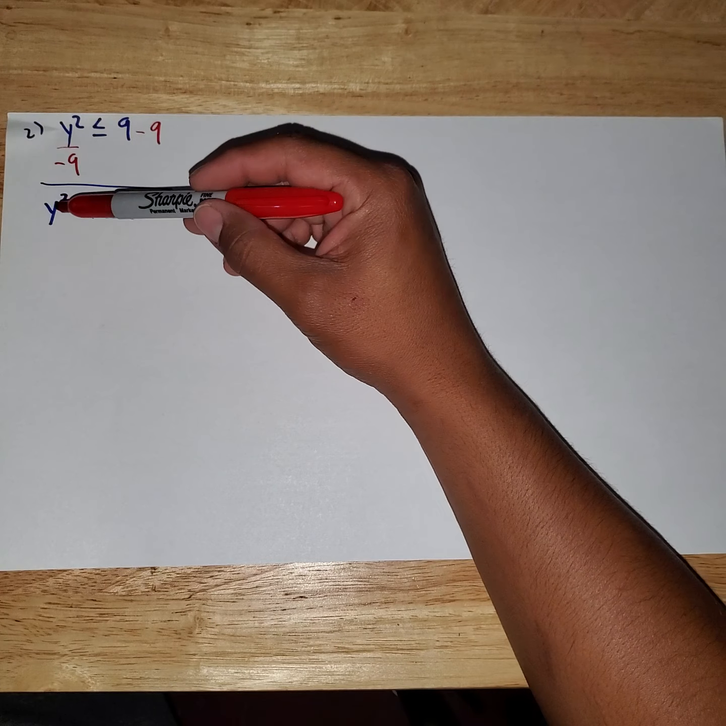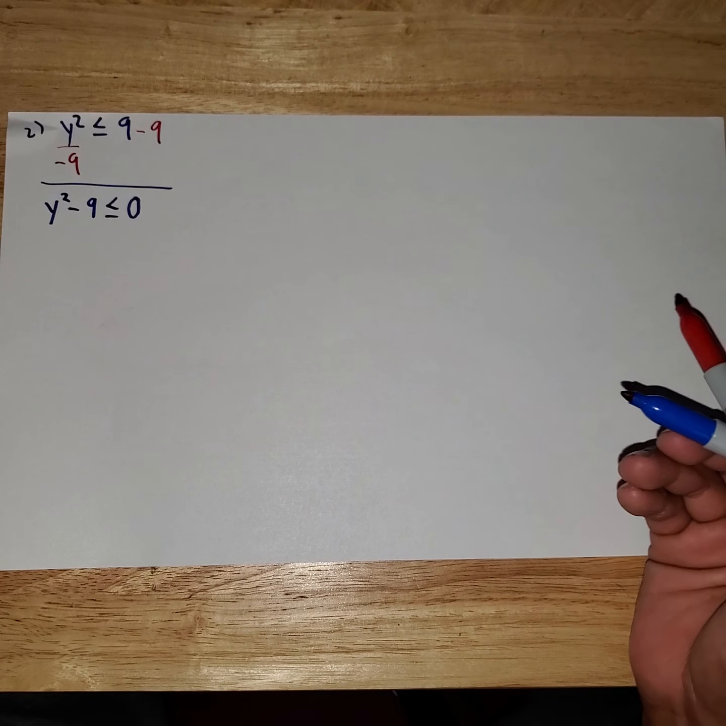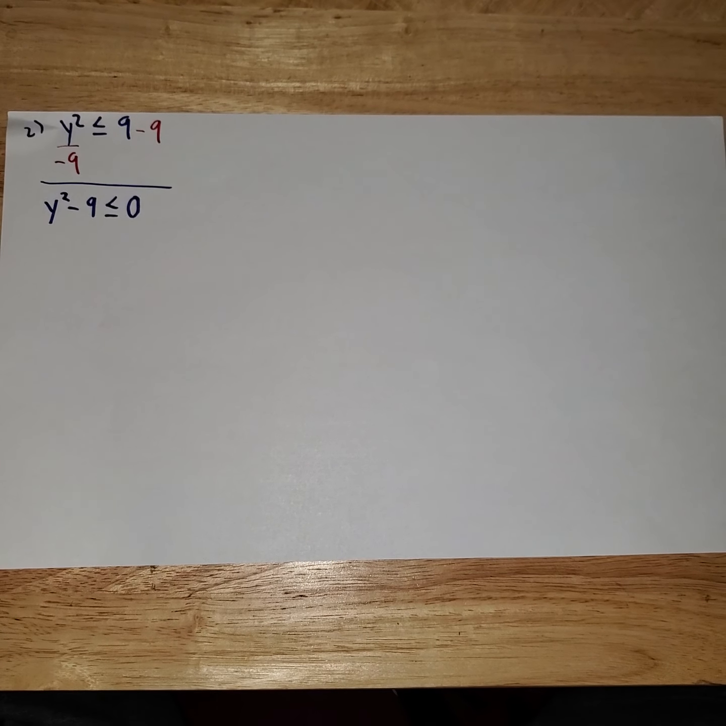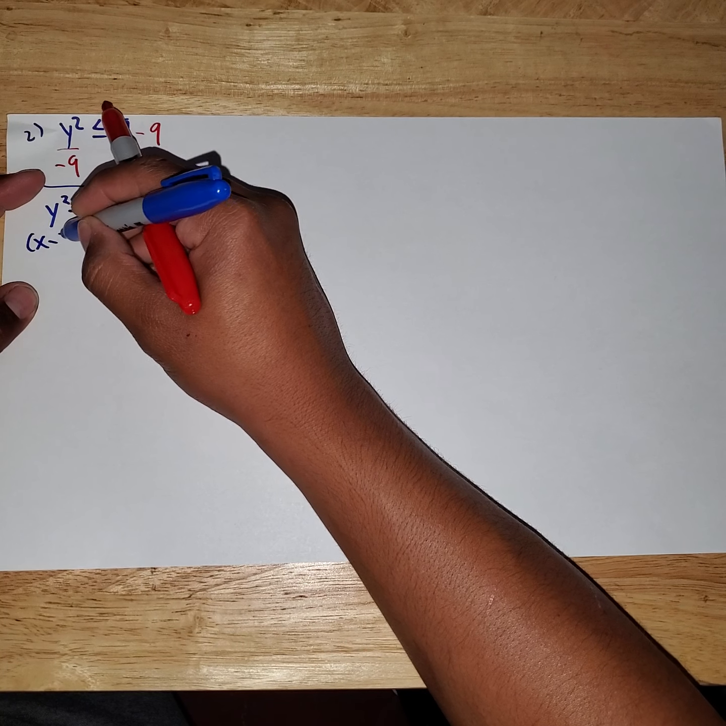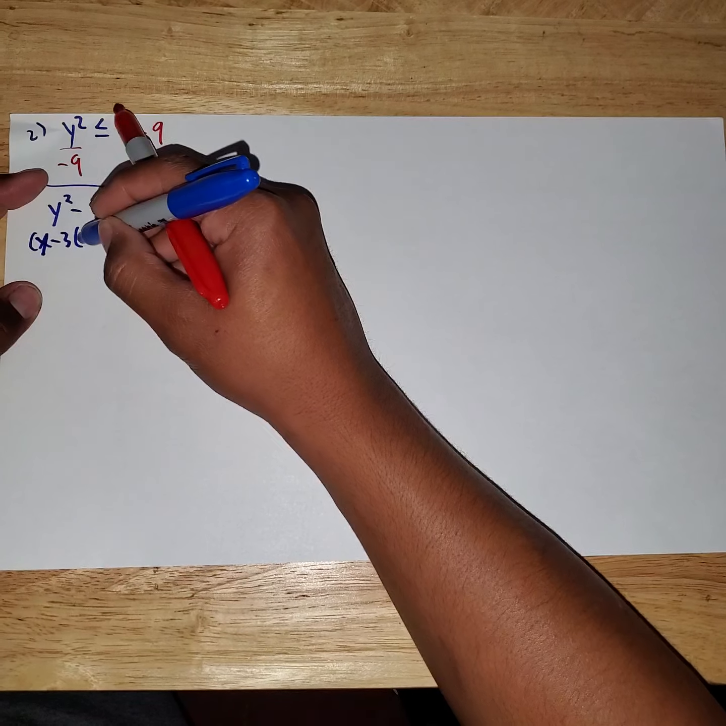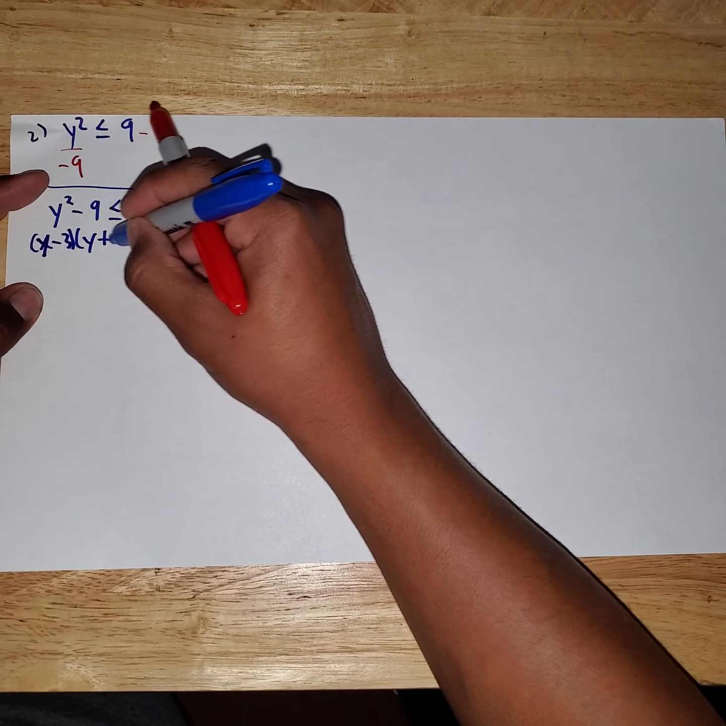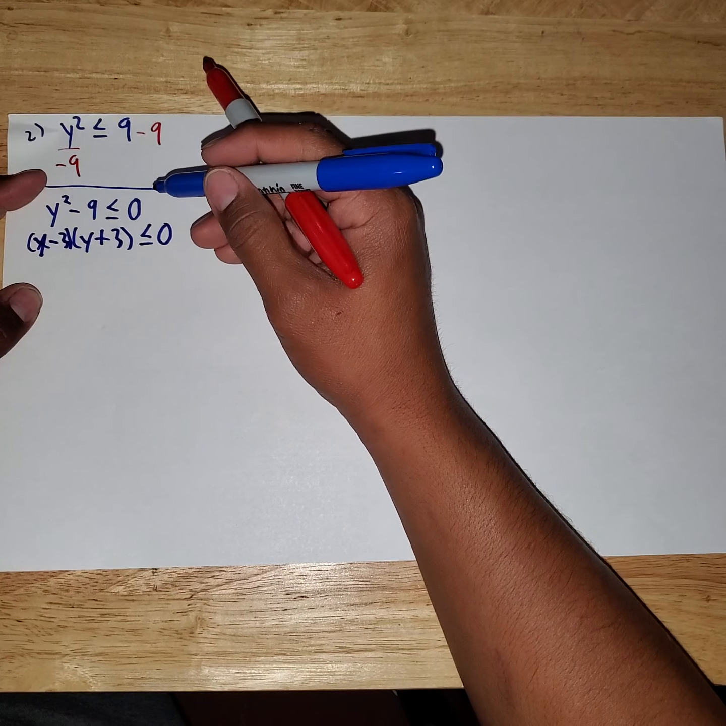But for now, just imagine if this was a regular quadratic equation you're trying to solve. That means we have to try to factor this left-hand side. And hopefully while I was talking, you noticed what this y squared minus 9 is. That's the difference of squares. So that's y minus 3, y plus 3, less than or equal to 0.